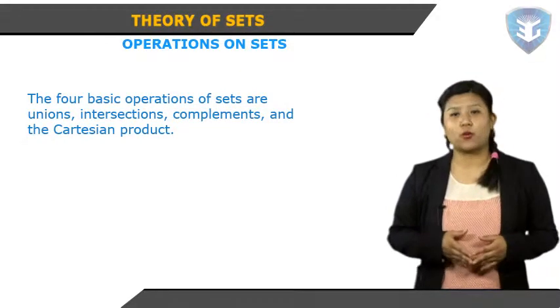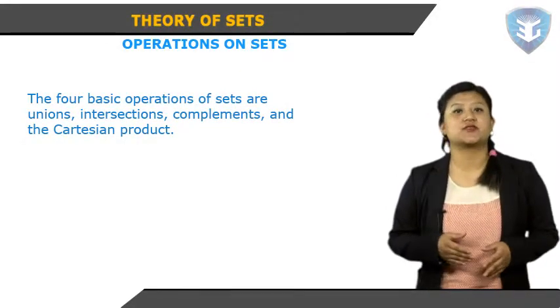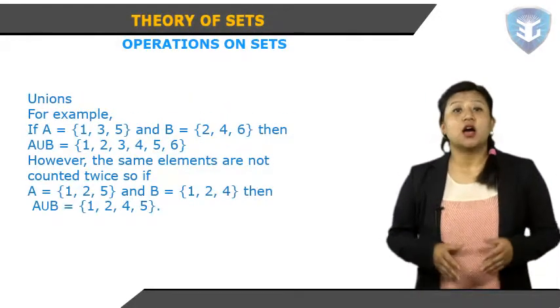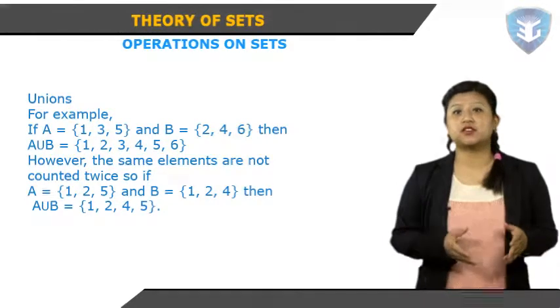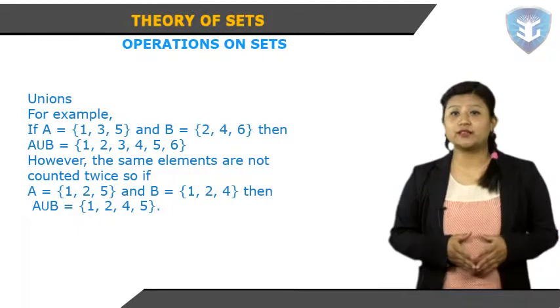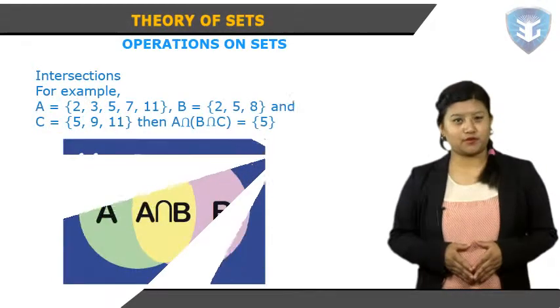The four basic operations of sets are unions, intersections, complements and the Cartesian product. Unions. A union is essentially the act of adding multiple sets together to combine their elements into a single set. Look at the screen for an example.